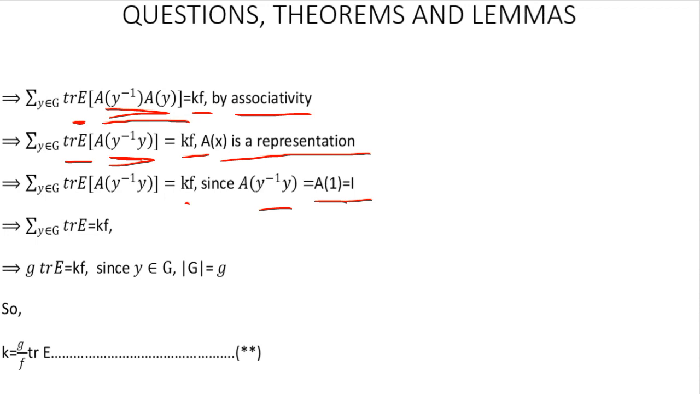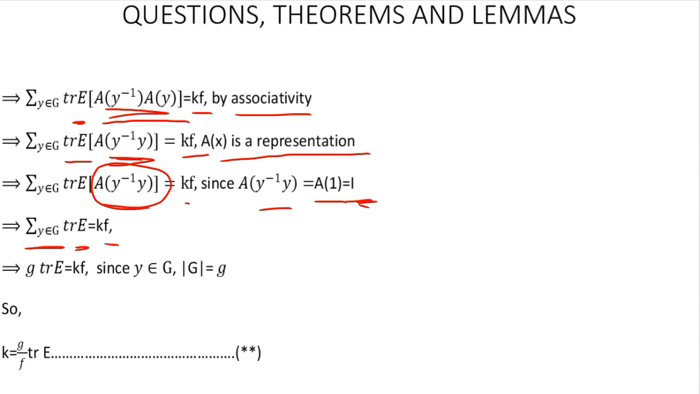Okay, so again, you can see, because it is I, what happens? Everything here goes to 1. So we just have trace of E times equal to KF as is required. But then the sum is over what?